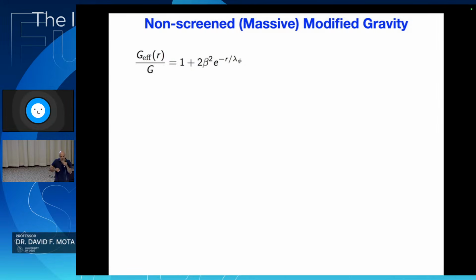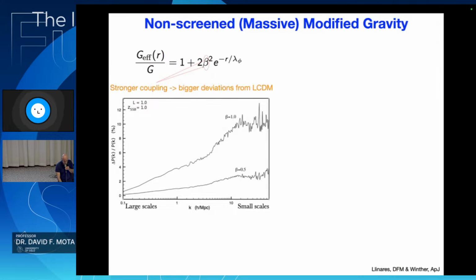Okay, so let's think first of a non-screened massive modified gravity. So just a scalar field where there is a coupling to matter, beta, and there is a Compton wavelength. So there's a range of the force which is inversely proportional to the mass. Okay, so that's my fifth force. So here on the y-axis, I'm comparing, in percentage, the deviations of the matter power spectrum. So that's the power spectrum, the two-point correlation function in Fourier space, between modified gravity and lambda CDM. That's on the y-axis. And here is k, that's just the wave number.